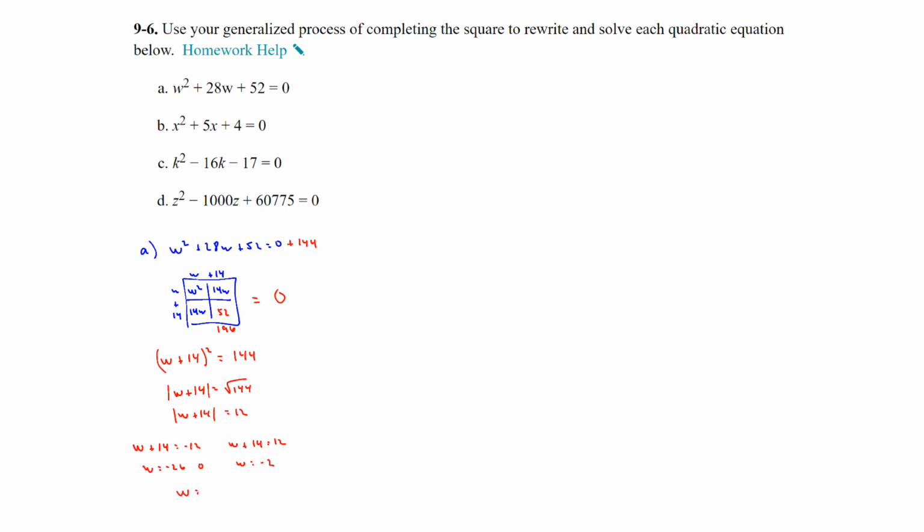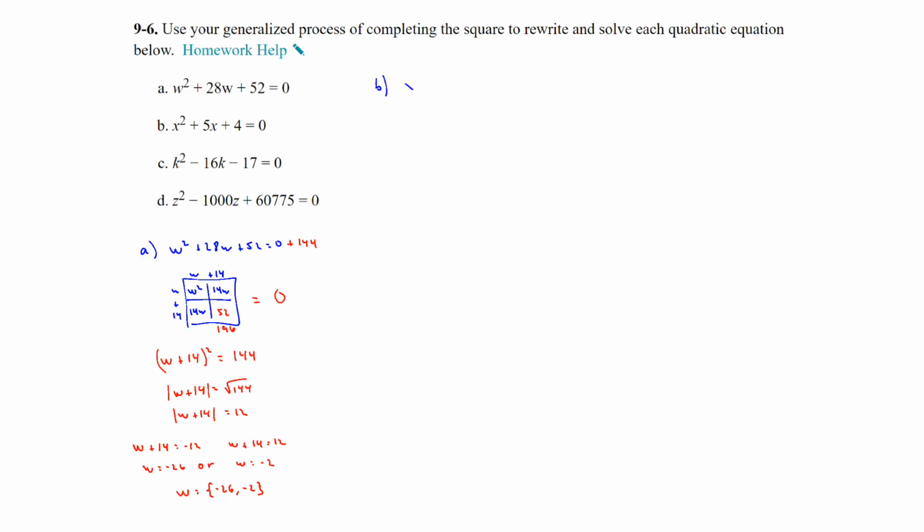So you could say w equals negative 26 or w equals negative 2, or we can put it in a set such as that. Either one is fine. So that's how you can use completing the square to be able to solve. Let's go ahead and look at B.